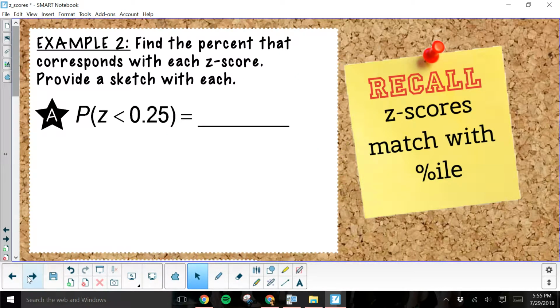All right, so we did an example. Let's try to keep it basic, just trying to understand how to go from a Z-score to get to a percentile. Please pause the video and try to answer A on your own using your calculator just for extra practice.